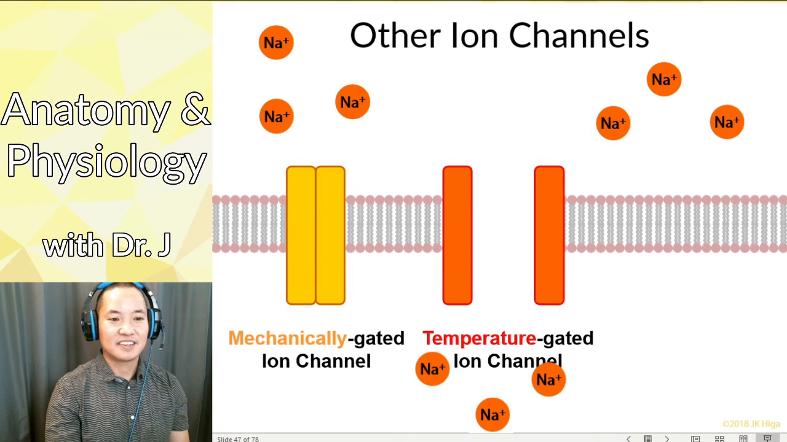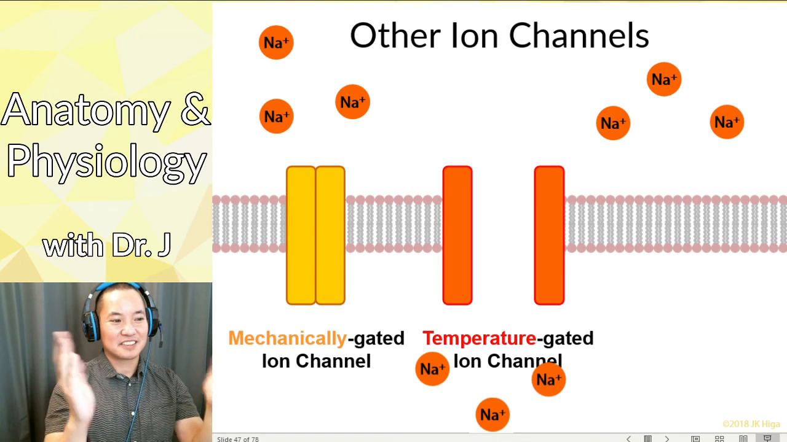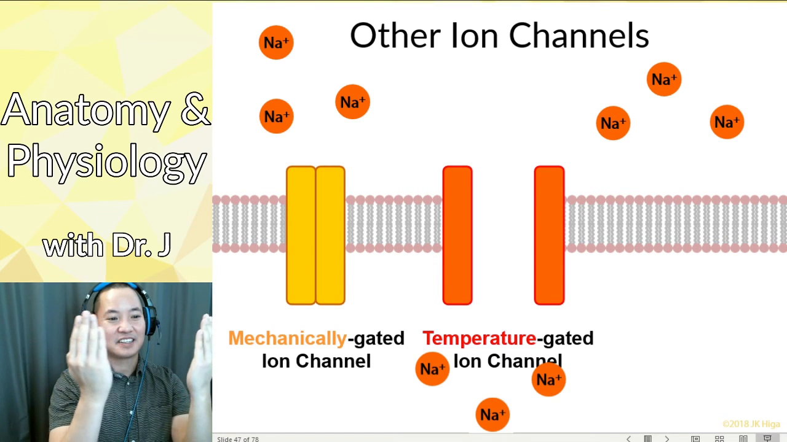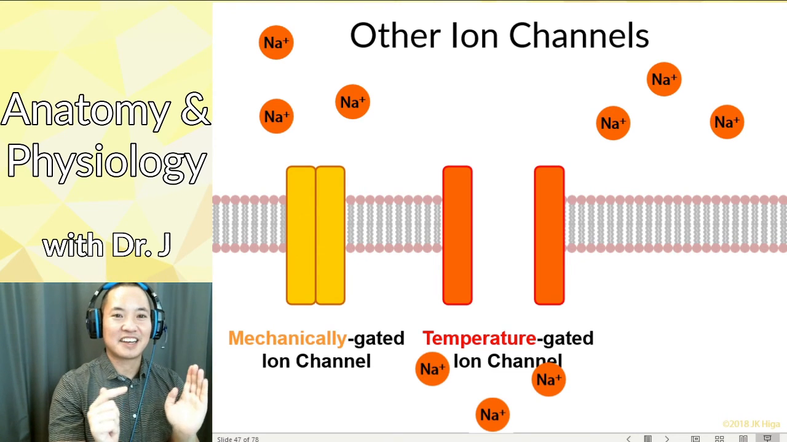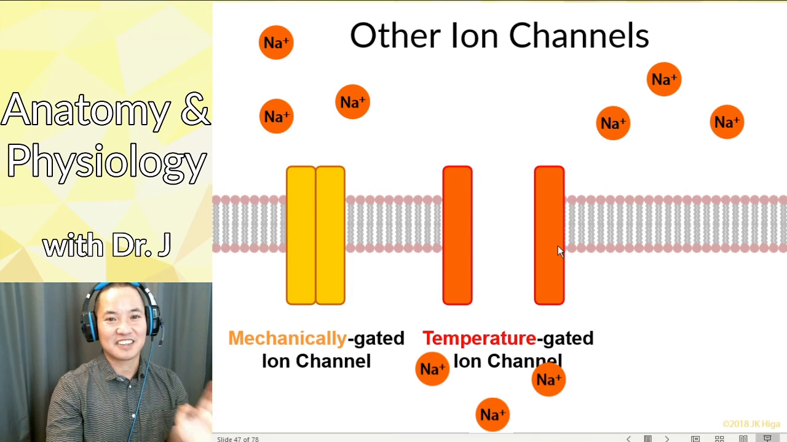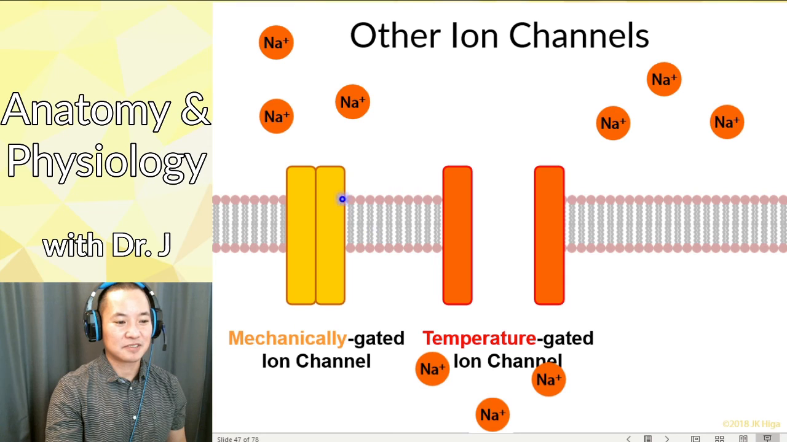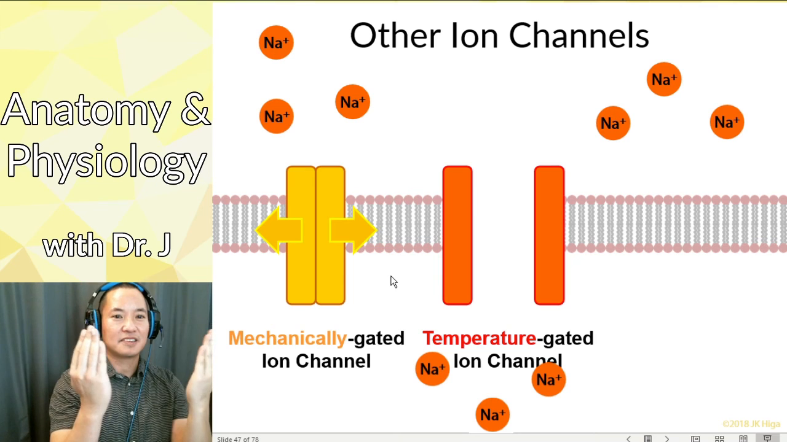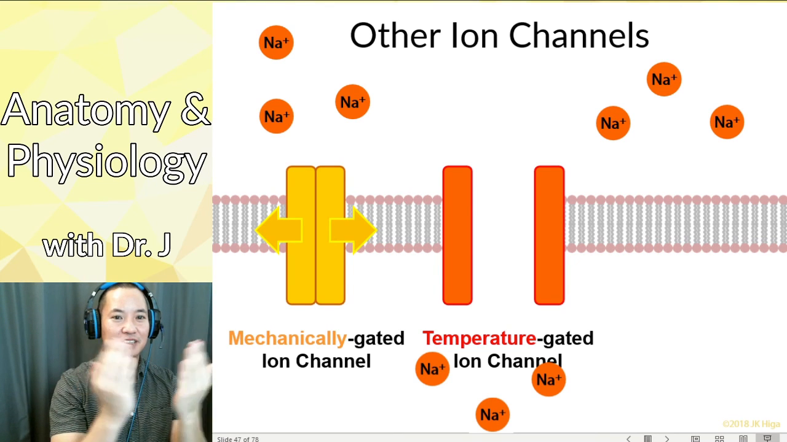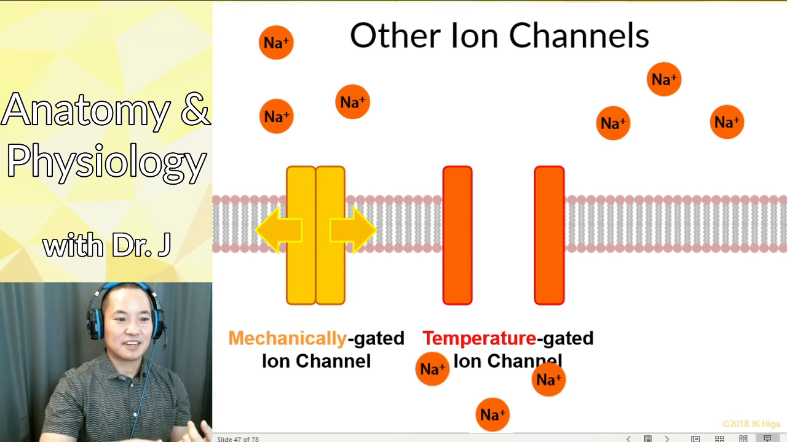And then mechanically gated ion channels. If you've ever played video games like Tomb Raider, sometimes there are doors where you can hold them open and they shut if you let them go, and you have to pull them apart. Mechanically gated ion channels are kind of like that. If there's no mechanical disturbance or stretch, they're shut by default. But if you start to pull them apart, these ion channels start to open. And when they're open, they allow ions to flow through.